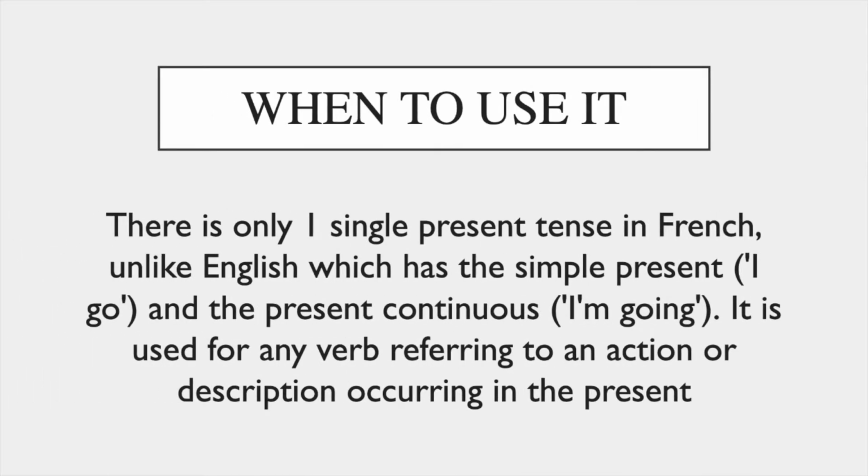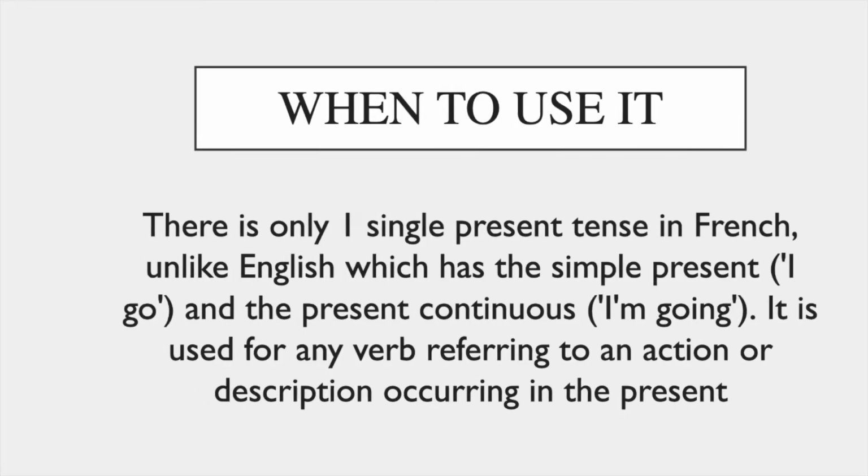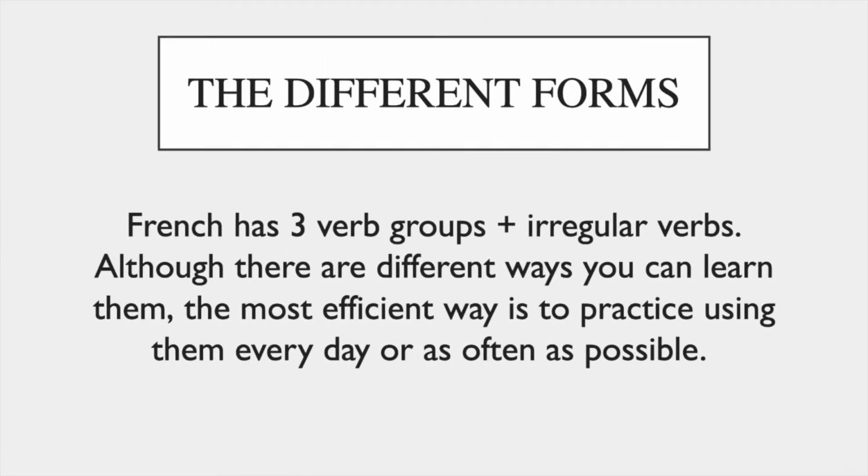The first thing we're going to look at is when we use the present tense. In French, it's pretty simple. There's only one present tense, as opposed to English, which has two, the simple present and the present continuous, as you can see here. The present tense is used to refer to an action or a description that occurs in the present. Now let's look at the forms.